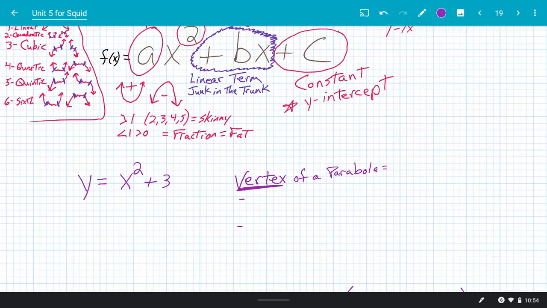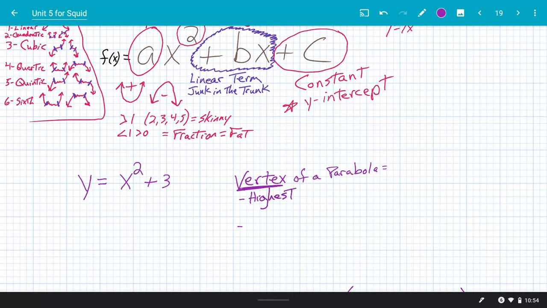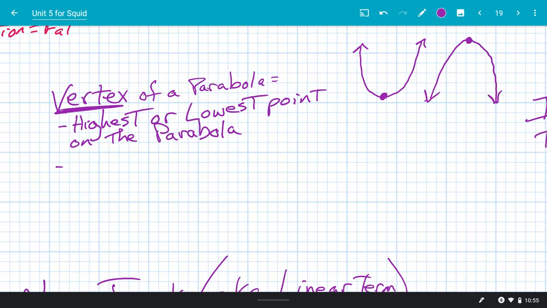The vertex has two definitions. Let me give you both. The vertex of a parabola is the highest or lowest point on the parabola. For example, if it opens up, it would be the lowest point. If it opens down, it would be the highest point. Okay, that's why I say highest or lowest.